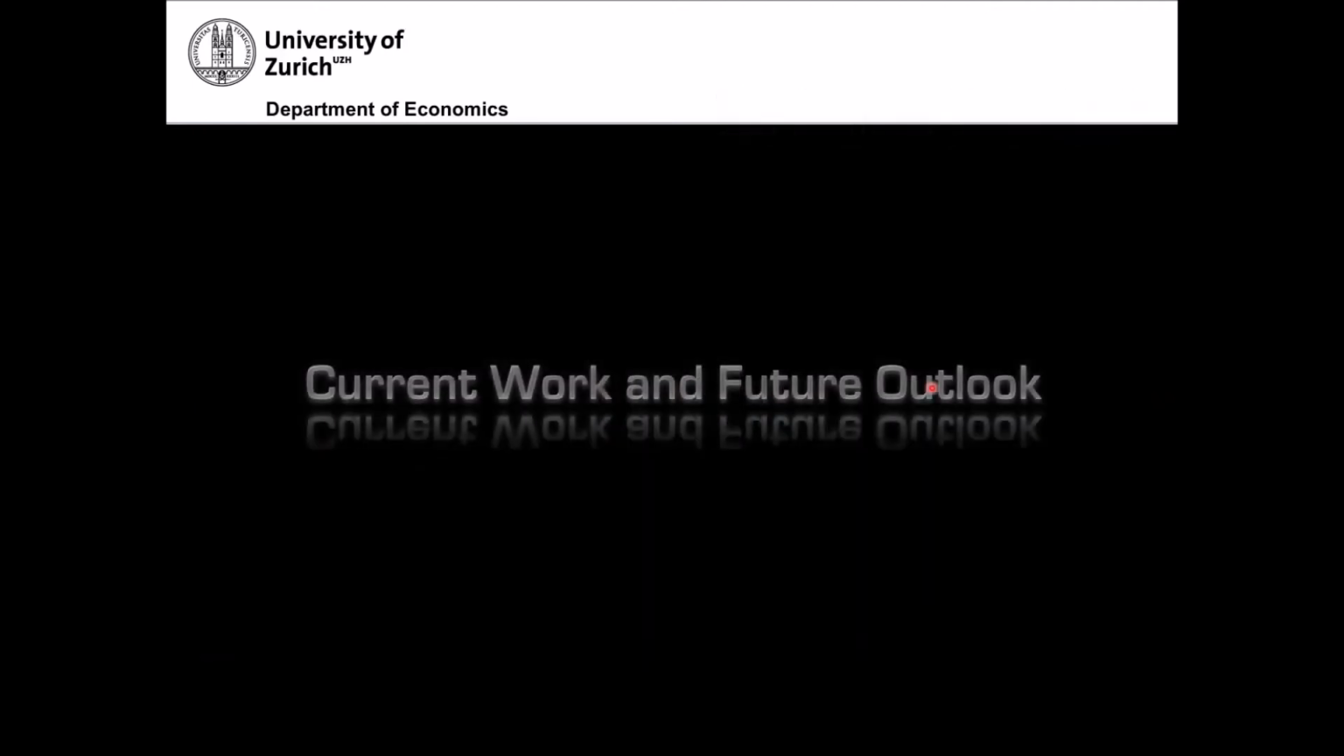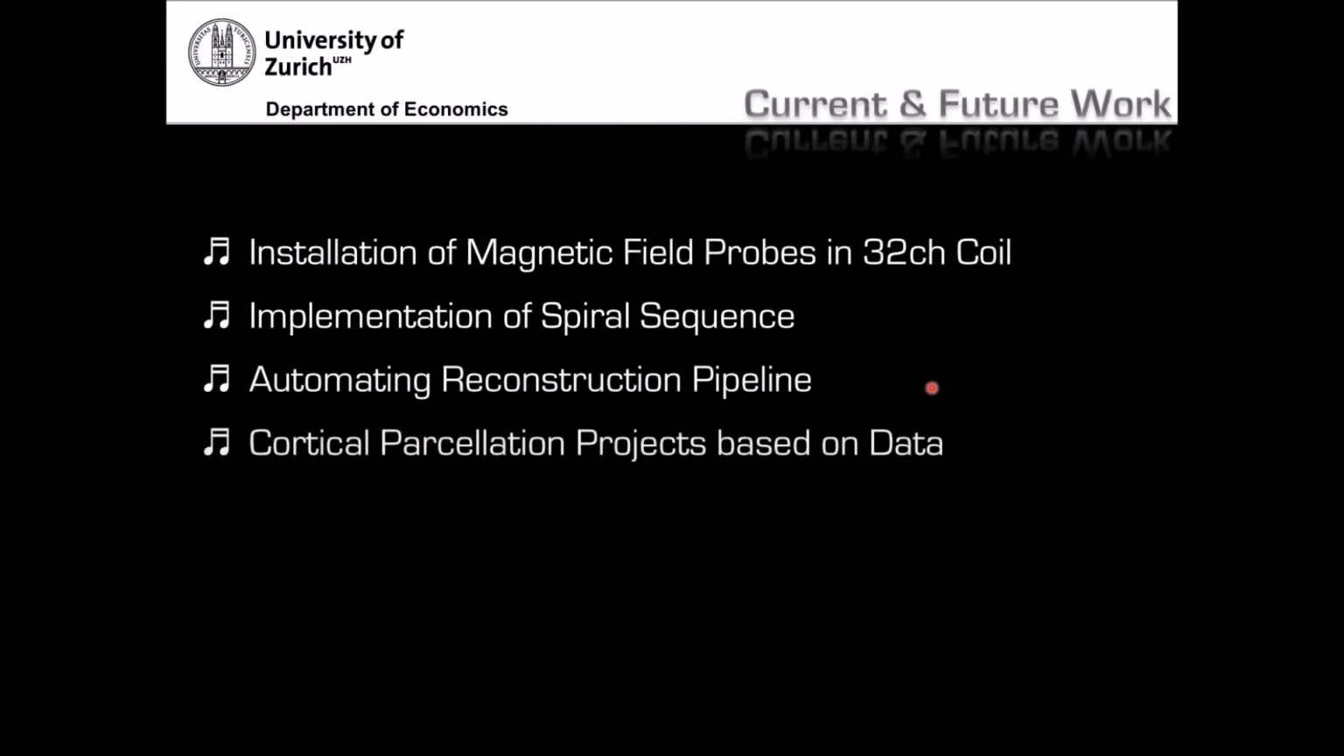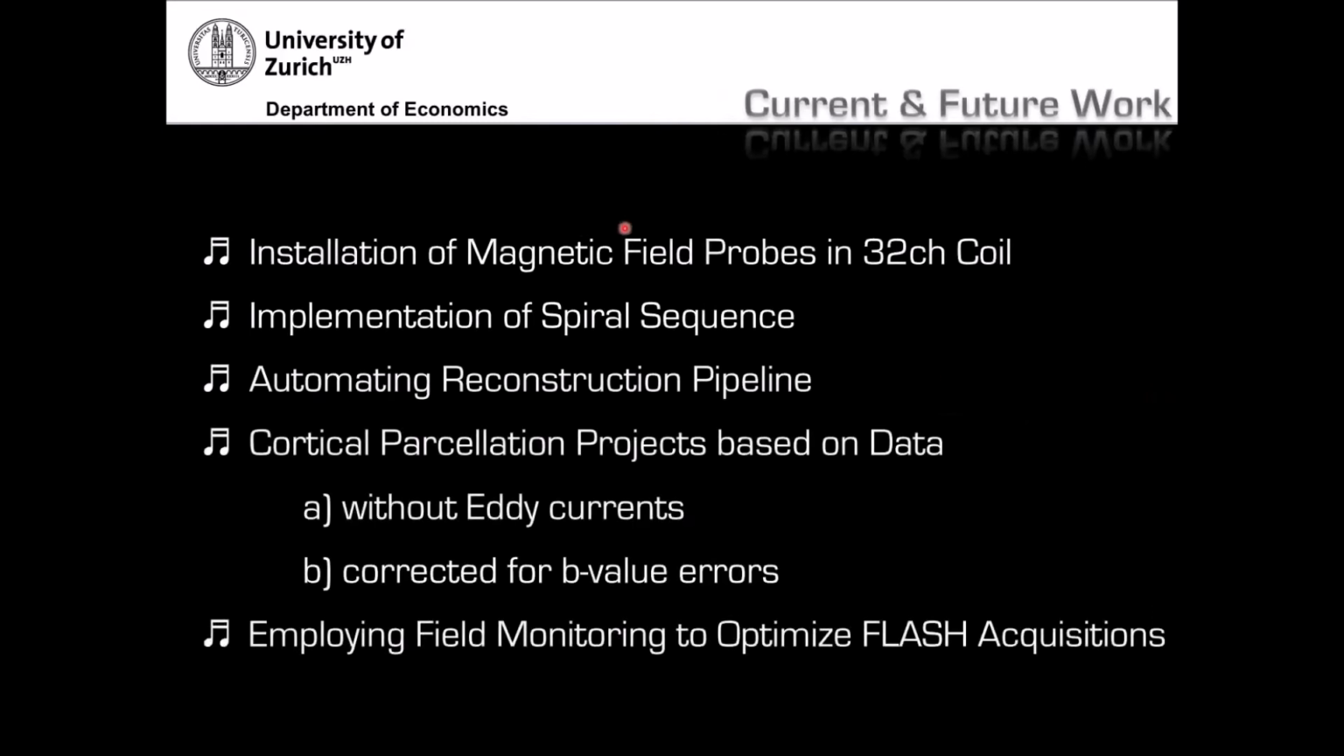So this is our data quality now. This is what we're working with. This is what we arrived at, and our current projects include installing these field probes into a 32-channel head coil. It's a lot of extra work and different kind of work. 32-channel coils are built differently than the 8-channel, we need this for SNR.